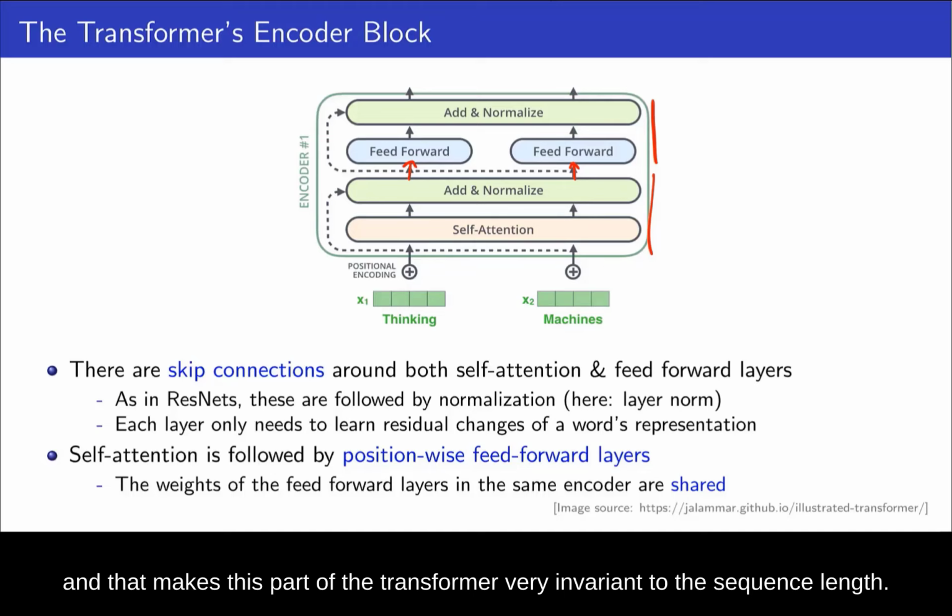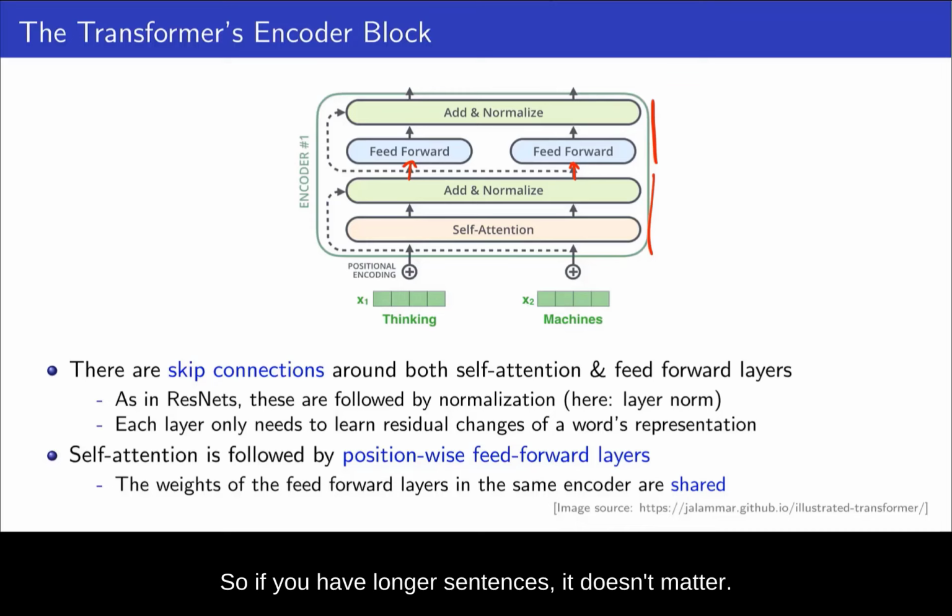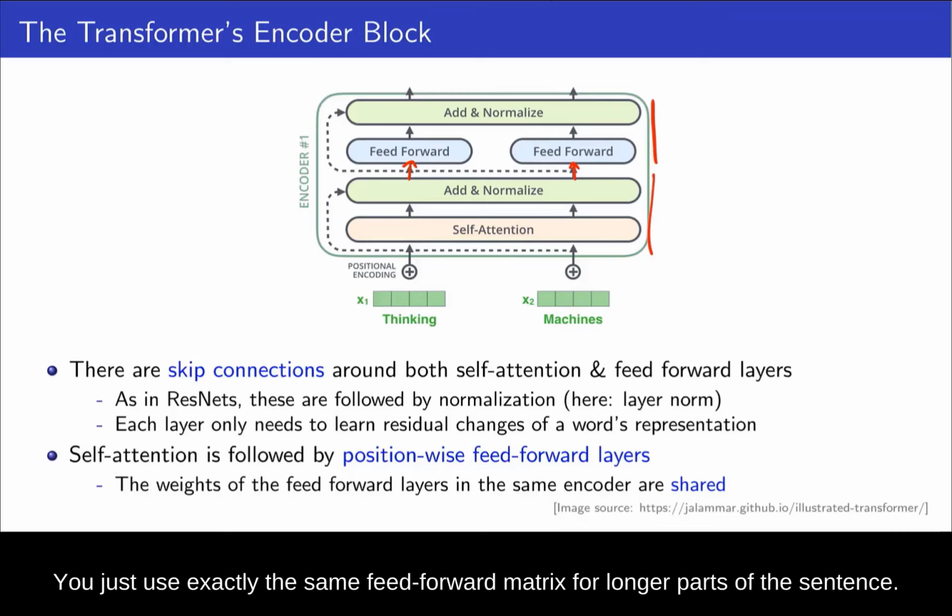and that makes this part of the transformer very invariant to the sequence length. So if you have longer sentences, it doesn't matter. You just use exactly the same feed-forward matrix for longer parts of the sentence.